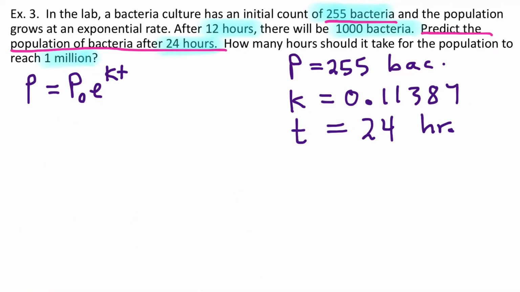Okay, so I wrote all that information down. Now we're going to plug that into our equation here, this is P0, and get P is equal to 255 times e to the 0.11387 times 24.